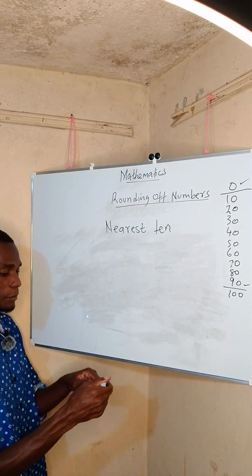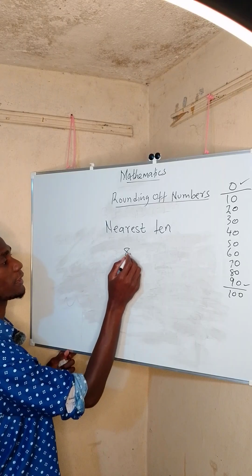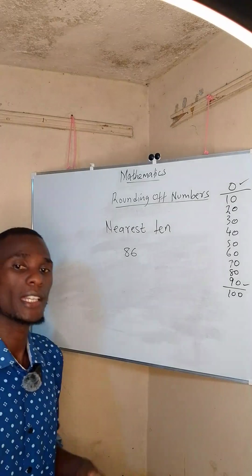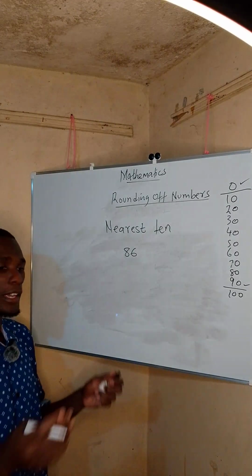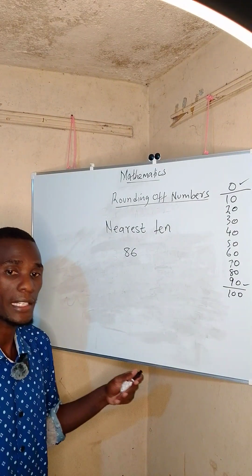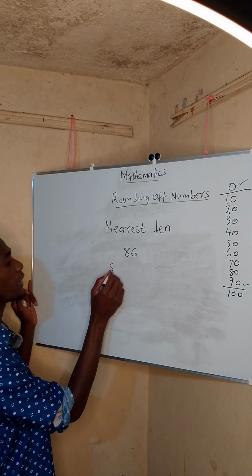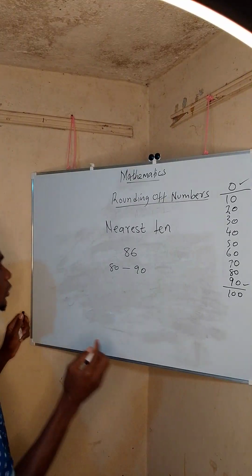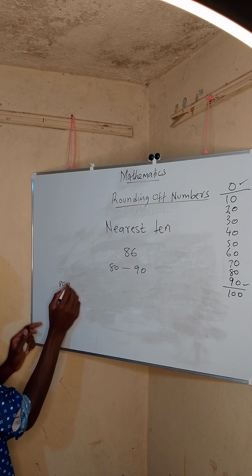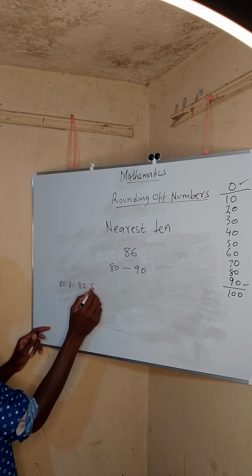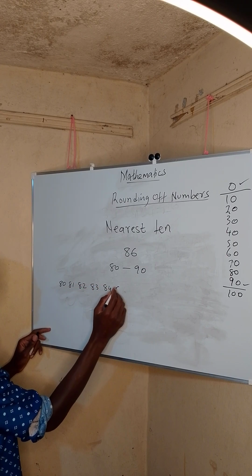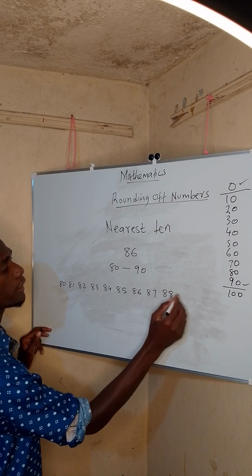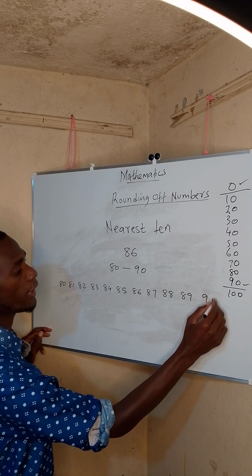So let me give them maybe a number like 80, let's say 86, and you are told round off 86 to the nearest 10. The first thing you ask yourself, 86 falls between which tens? So 86 falls between 80 to 90. It is found in between there. So you write from 80, 81, 82, 83, 84, 85, 86, 87, 88, 89, and 90.